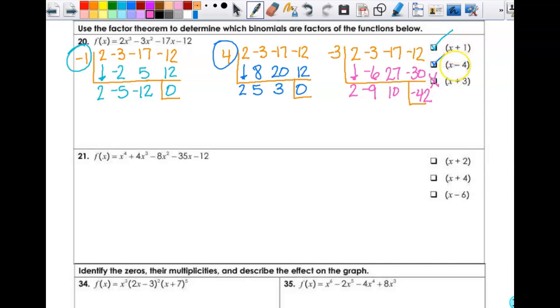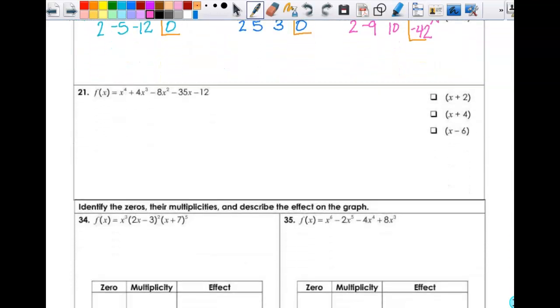Okay, so I have 2 that were factors, 1 that was not. There's my proof right there. All right, so let's do that on 21.